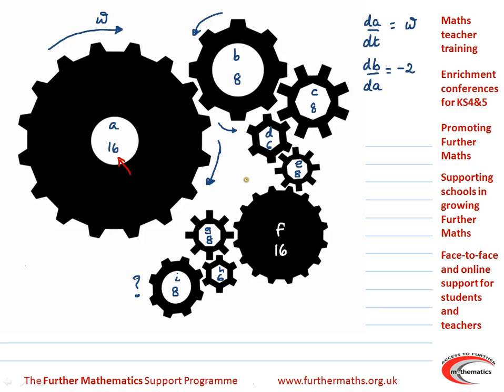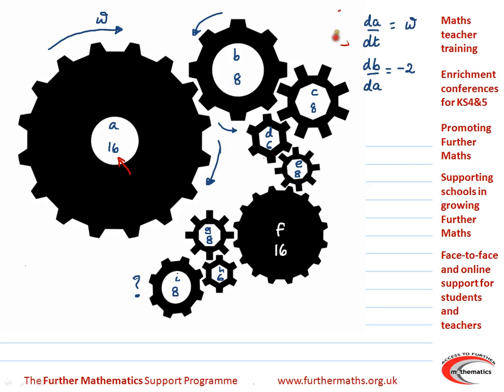So what that means is that as A turns around, B is going to have to turn around quicker than A in order for it to, if you like, mesh with A. As A makes one full turn, B is going to have to make 2 full turns in order for its teeth to remain meshed with A's.